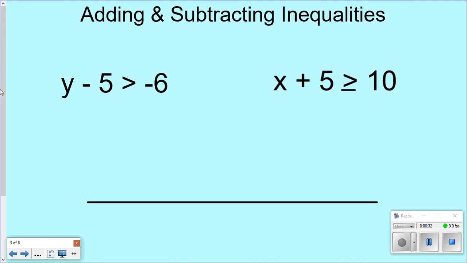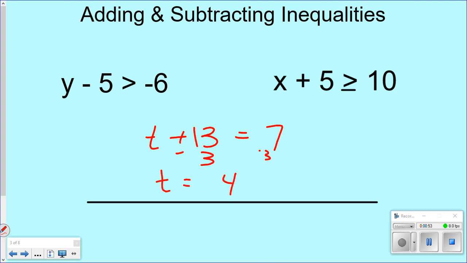So solving inequalities with adding and subtracting. Now, how many of you remember how to solve an equation that looks like this? What would you do to solve this, Gabe? Yep, minus 3, t is going to equal 4, okay?